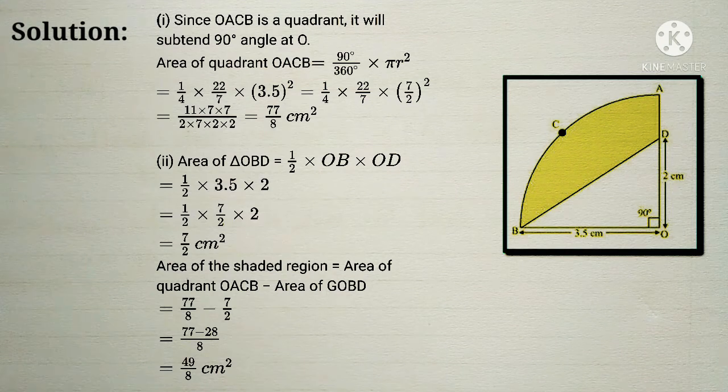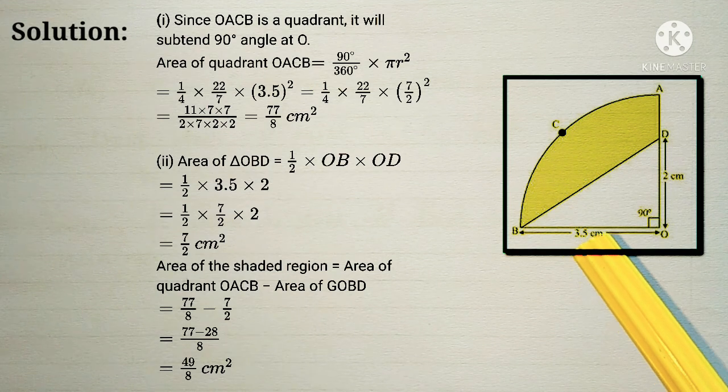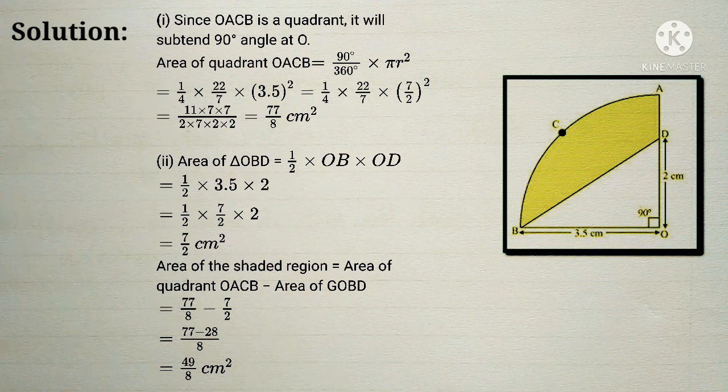Is it clear? Okay. Now the next part is to find the area of the shaded portion. We already found the area of the quadrant. If we find the area of the triangle BOD, then easily we can find the area of the shaded portion. So how can we find the area of the triangle BOD?